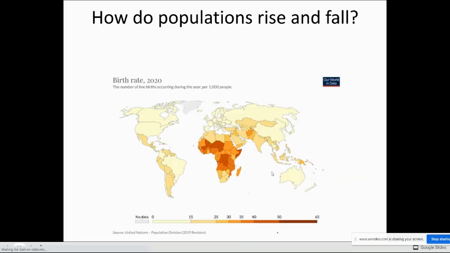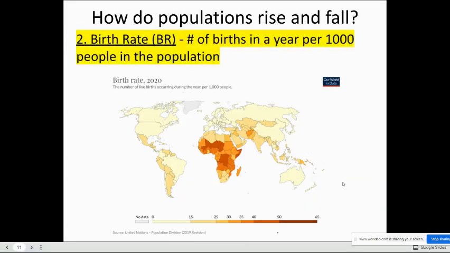Okay. The other thing that we talk about when we think about populations is that populations are constantly fluctuating. They're constantly rising and falling. And really, there's only a couple of factors that cause populations to rise and fall. It's a pretty simple equation. One of the ways that populations rise is because babies are born. So we need to understand the birth rate of a region in order to understand how fast or slow that population is growing or shrinking.